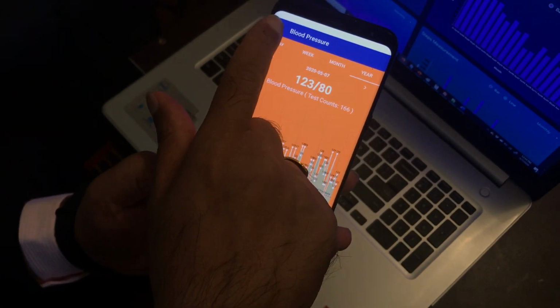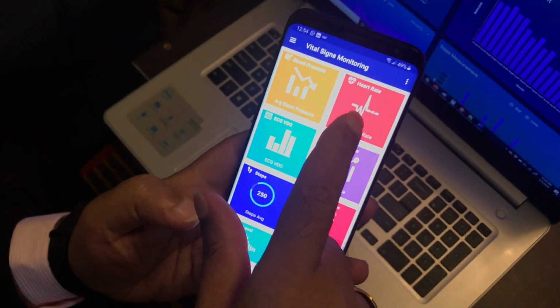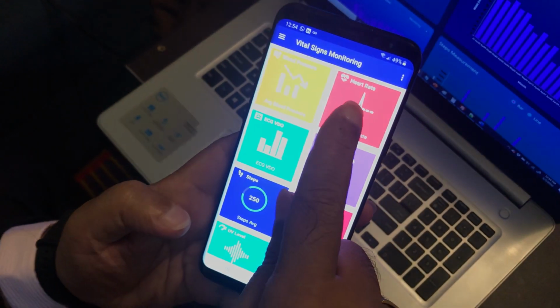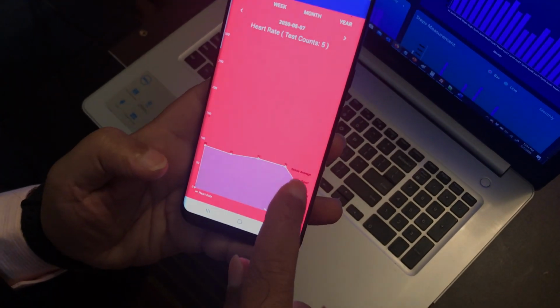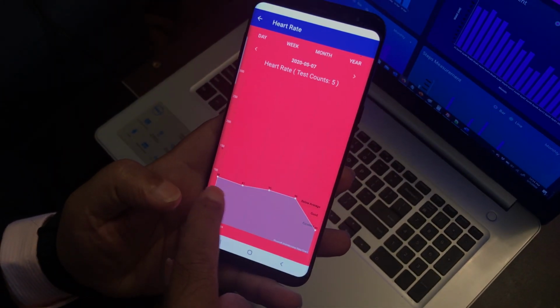This demonstrates how the blood pressure works. Now let us take a look at the heart rate as well. As you can see, this is the heart rate that is shown.